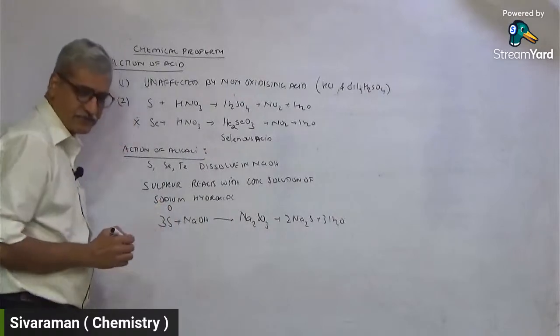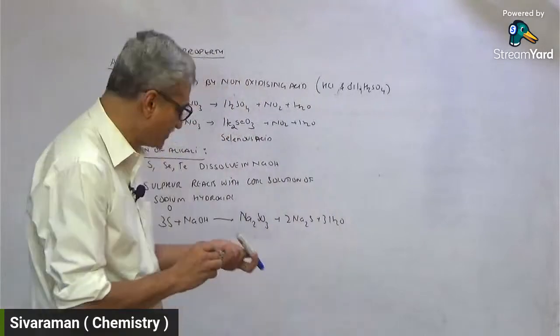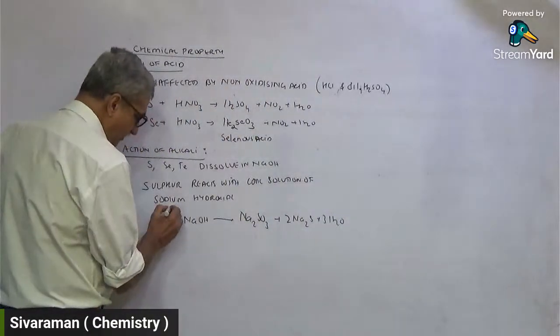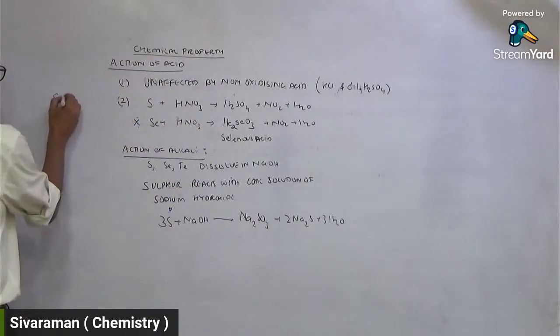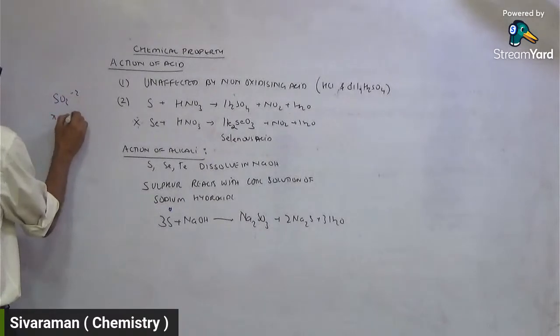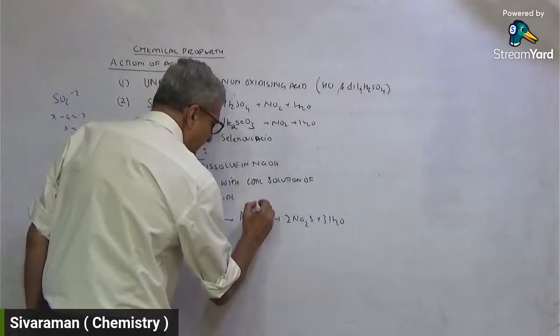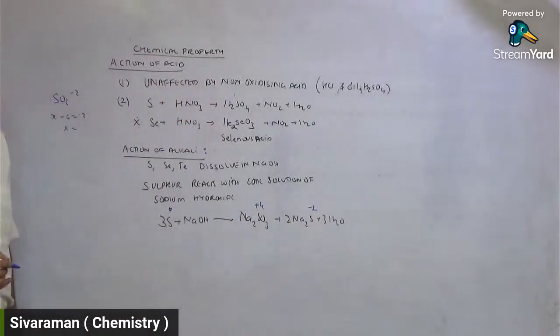Sulfur has an oxidation state of 0. Oh, we had a blue pen, so you can use that. So sulfur here has an oxidation state of 0. Whereas in Na2SO3, SO3 is minus 2, so X minus 6 is equal to minus 2, so X is equal to plus 4. So here sulfur has a charge of plus 4 and here sulfur has a charge of minus 2. So 0 to plus 4 is oxidation and 0 to minus 2 is reduction.